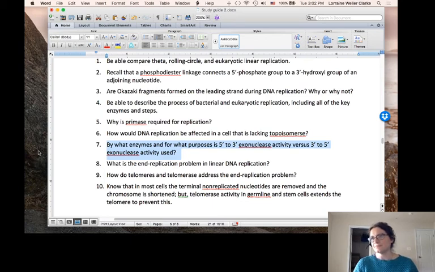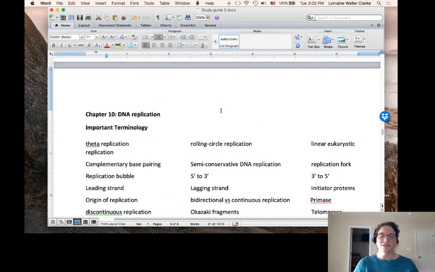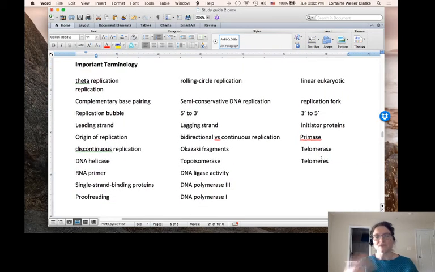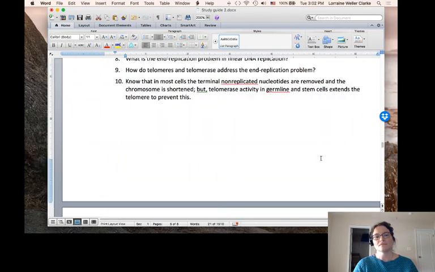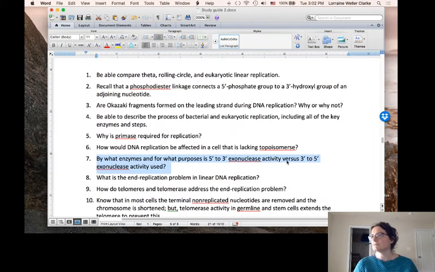Any questions here for Chapter 10? Again, it's just the basic replication, but do understand the replication is different between different organisms, and those patterns are different, where the replication bubbles form, etc. Okay, Okazaki fragments. Okay, I'm ready to move on if you guys are. Let's move forward.